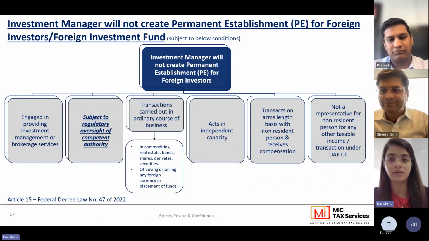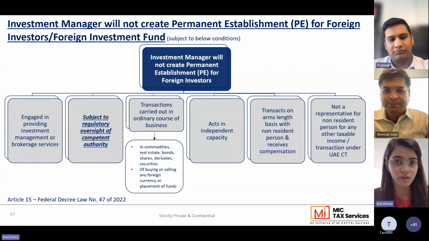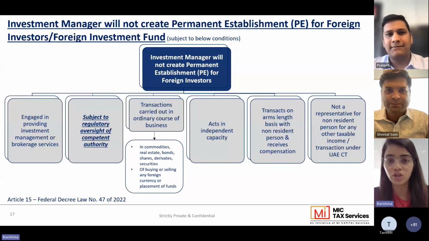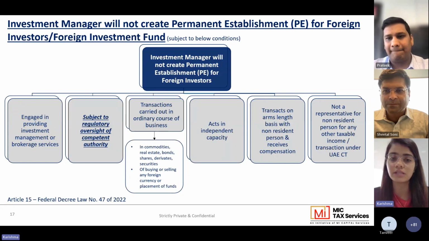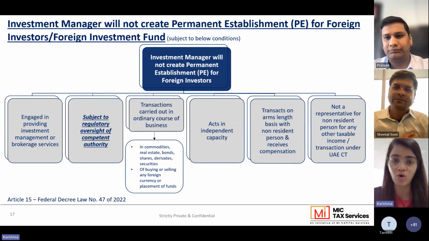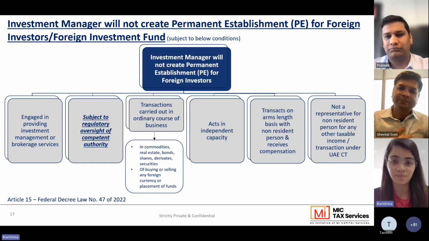The most important thing is that the investment manager would not create a PE if it is subject to regulatory oversight. It may be regulated by DIFC or ADGM regulations, which are applicable within the free zones, or if it's located in the mainland, then by the SCA regulations. The third important criterion is that the transactions are carried out in the ordinary course of business. That includes dealing in commodities, real estate, bonds, shares, derivatives, securities, and also forex funds.